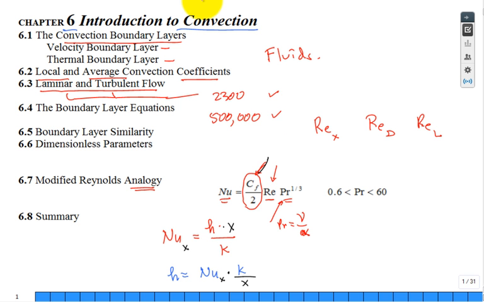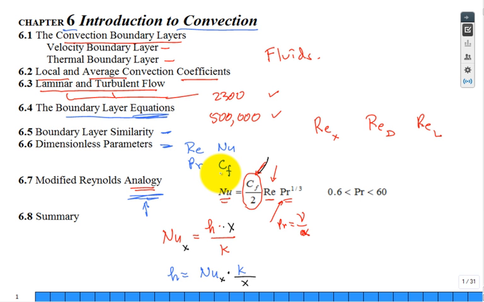Okay, we take a look at the boundary layer equations to help us develop that analogy. All of our equations in this chapter are focused on getting an analogy. So we'll have the similarity between our boundary layer equations, and look at our dimensionless parameters. That's where we clearly see the Reynolds number, the Prandtl number, the Nusselt number, and the skin friction coefficient.